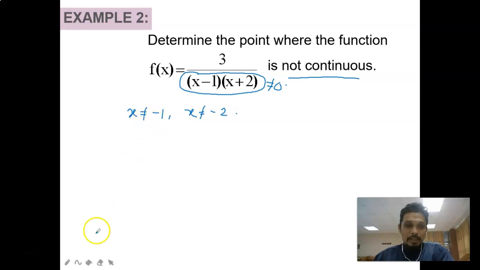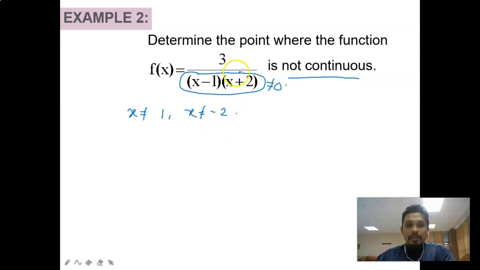Oh, sorry. This one should be 1 here. Okay, x minus 1 equal to 0, then x equal to 1. x plus 2 equal to 0, then x equal to negative 2. So x cannot be equal to 1 and x cannot be equal to negative 2.